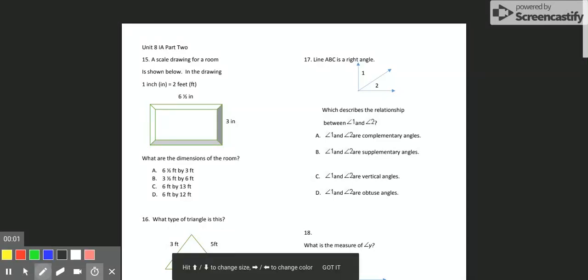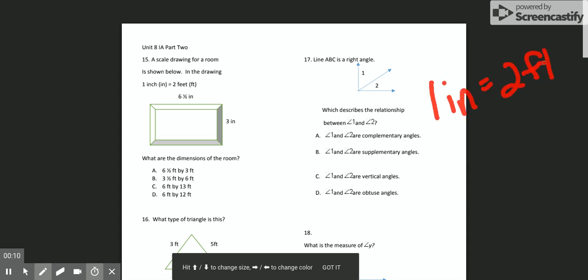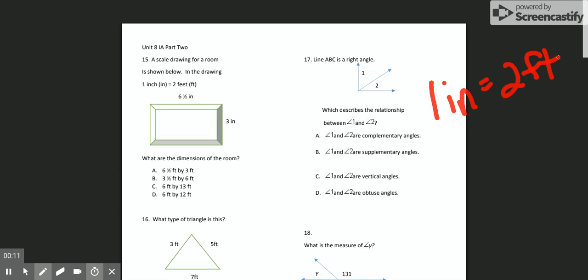So part 2 is just review. We're going to make a proportion for number 15. 1 inch equals 2 feet, and it wants to know the dimensions of the new room. So we have 6.5 inches, so I'm going to make it 6.5 and put the x over here.